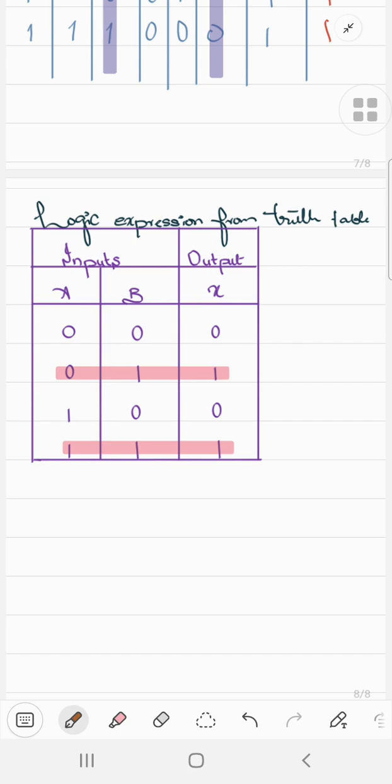Now always remember the values that 1 and 0 have. 0 represents the gate NOT, and 1 represents the gate AND. Now let's form the logic expression. Two logic gates are joined together with the help of the OR gate.